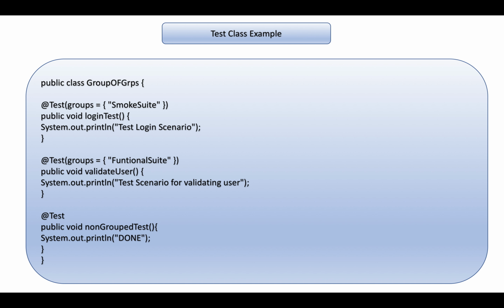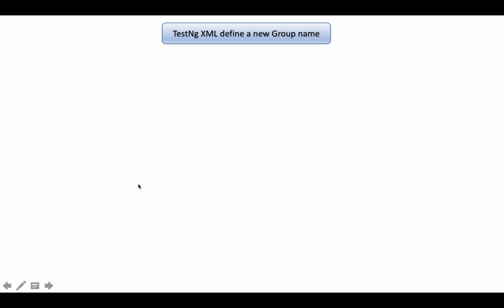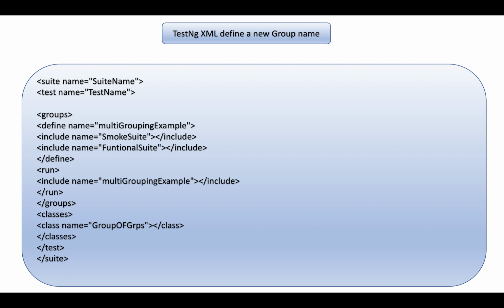In the test class example, we are creating multiple test groups: one is smoke suite, another one is functional suite, like this. Then we define our new group, which includes all the test groups. Here, you can see I'm using the groups tag, and inside that I'm using define with a name, which includes these two test groups. Now I'm running only this one, which will eventually run these two groups. That's how we can achieve a group of groups.